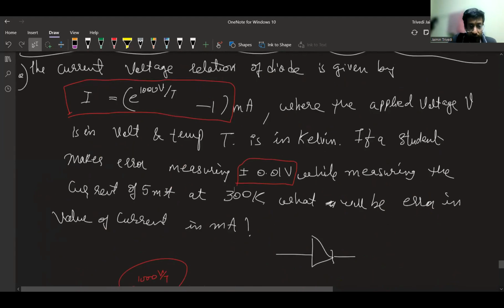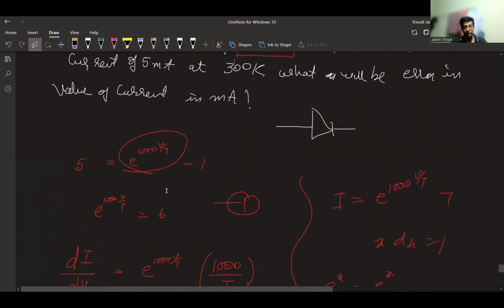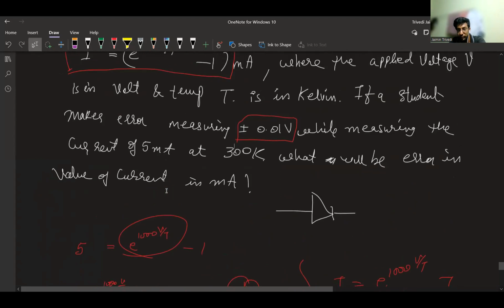So if a student makes error of this much voltage while measuring the current 0.5 ampere, so this is I given, milliampere is I given. Okay. So at 300 Kelvin, what will be the error in value of current in mA? That is change in, delta I. So here delta V is given.